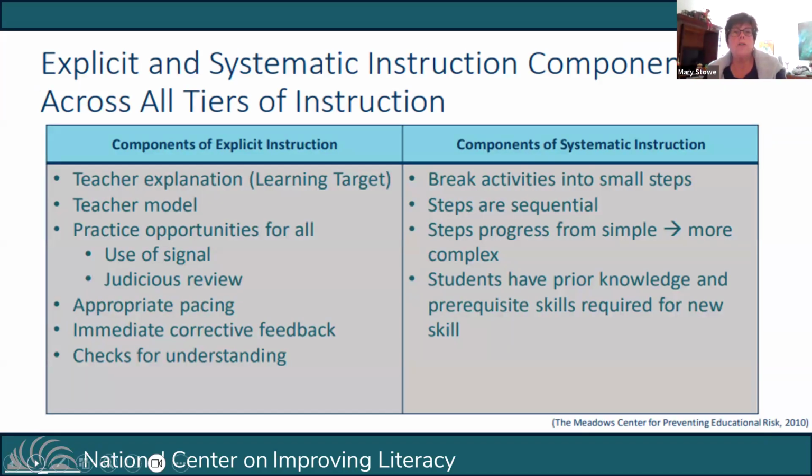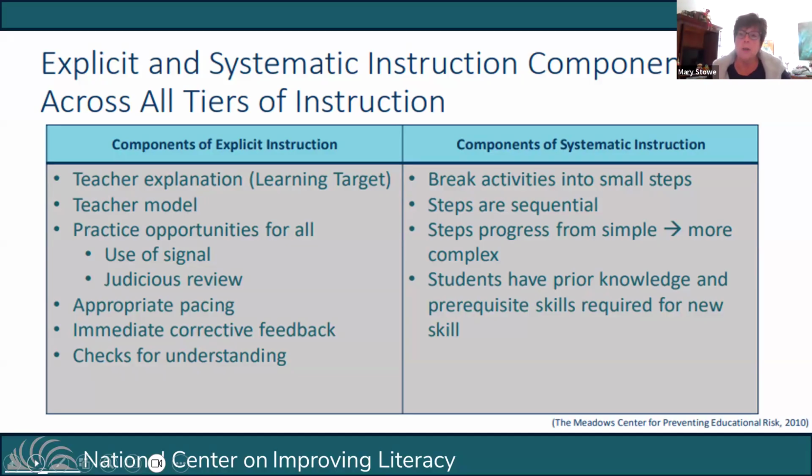And so we're going to think and talk about explicit and systematic instruction. I think it's very difficult for us to separate explicit and systematic because sometimes when we use explicit instruction, we need to think about systematizing that as well, or making that instruction systematic. And I'm going to give us an example in just a moment. But let's think about the components of explicit instruction.